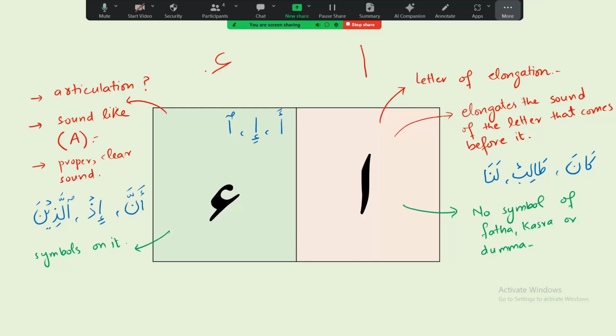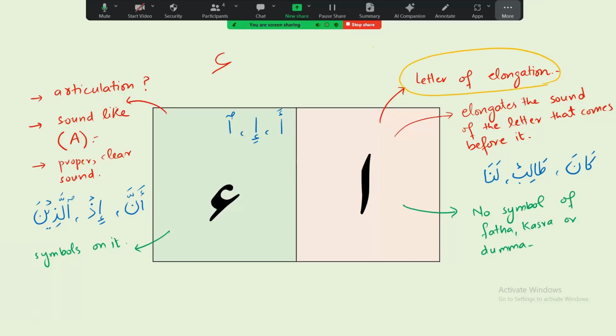So sisters, this first alphabet, which is Alif, I mentioned that we cannot just say that this is like a proper alphabet of Arabic, right? Why can we not say this? Because this is actually a letter of elongation. This just elongates the sound of the letter that comes before it, right? It's just used for the elongation purpose.